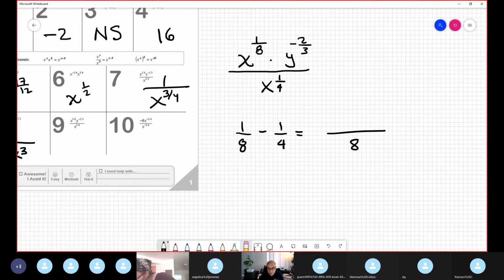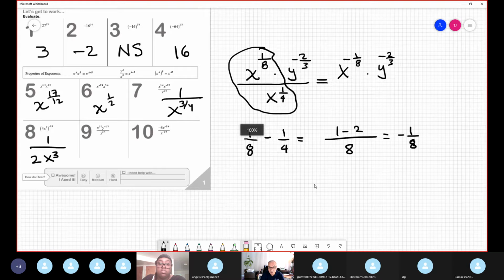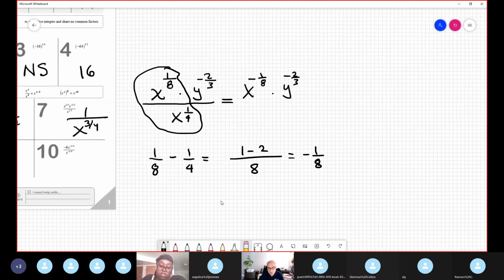LCD is obvious. It's 8. 1 minus 2 is -1/8. So far, when you are doing that division, the answer was x to the minus 1/8 times y to the minus 2/3. And leave it like that? Of course, no. We can never express the final answer using a negative exponent. Then you switch into the positive exponent and put it in the bottom.